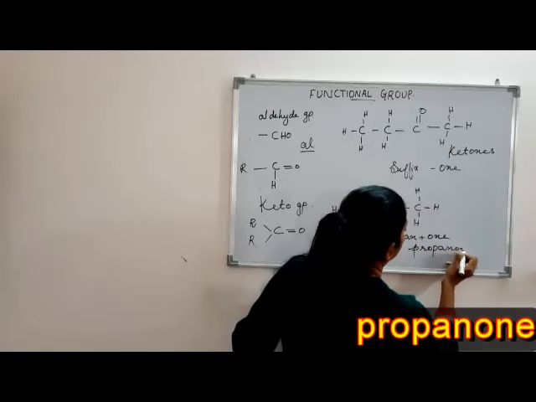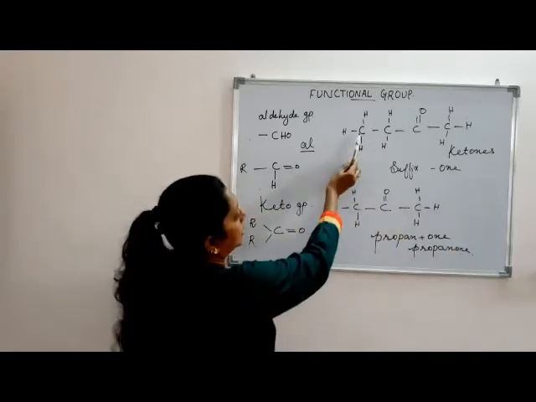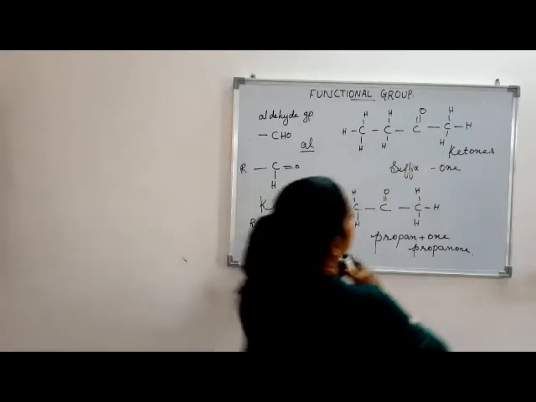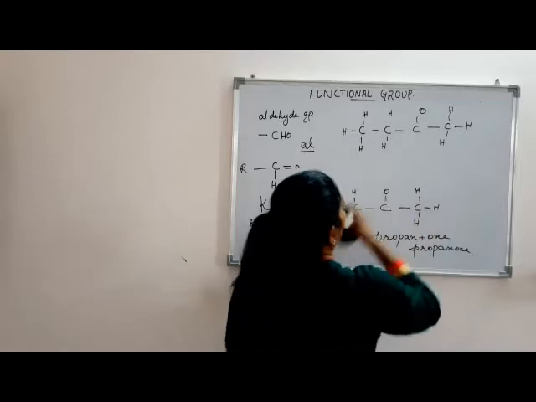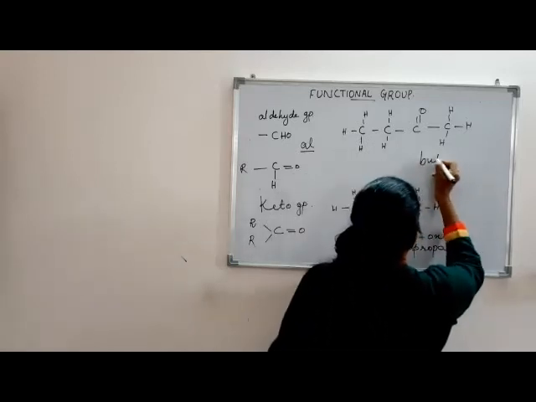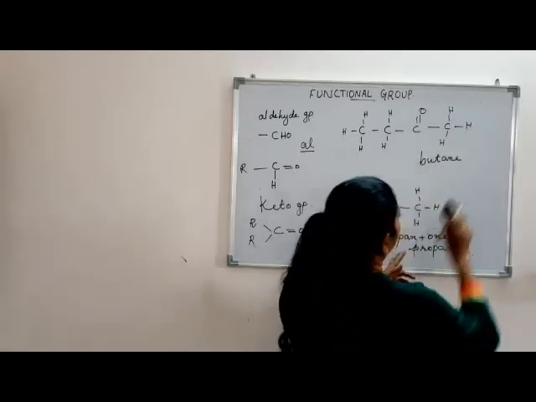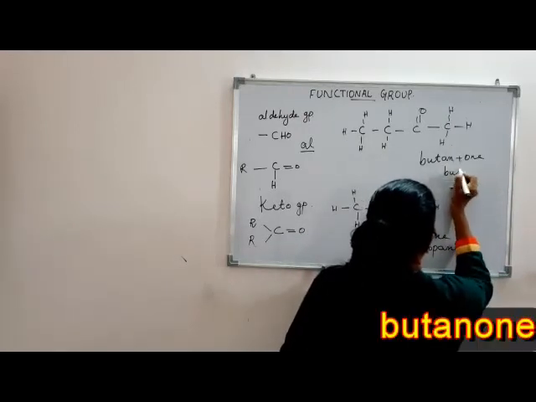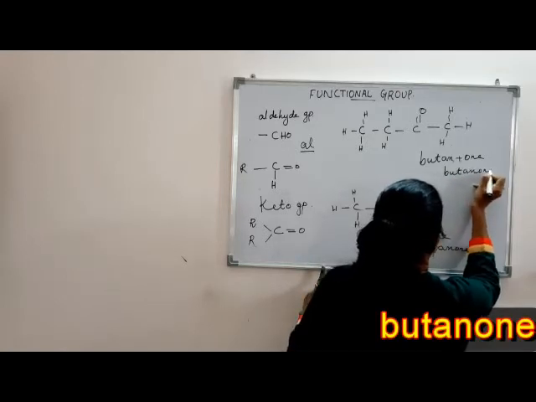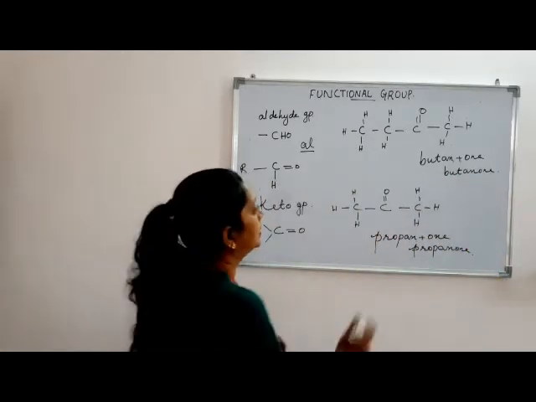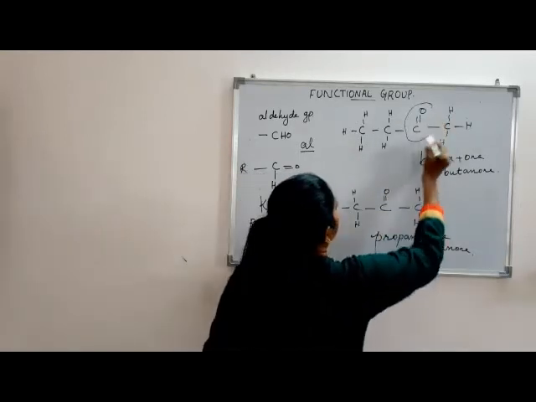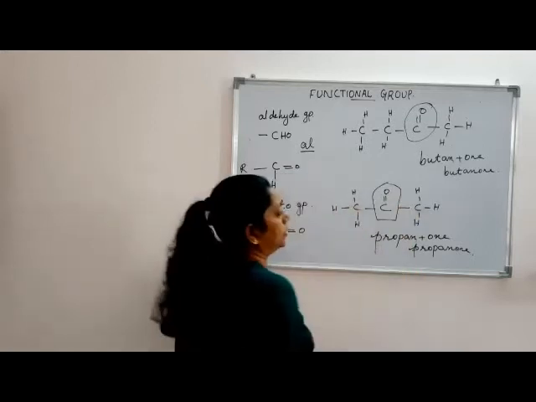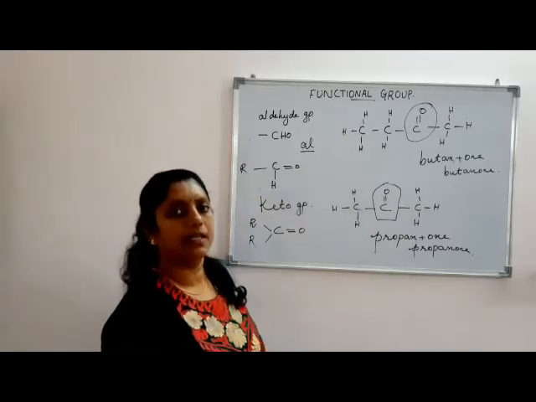Propanone. This compound contains how many carbon atoms? 1, 2, 3 and 4. Hence it is butanone. This molecule is called butanone. From butane we are dropping E and adding ONE. So it is butanone. So the functional group present in this molecule is CO group, ketone. Here is also ketone. Keto group is present, hence the compounds are ketones.